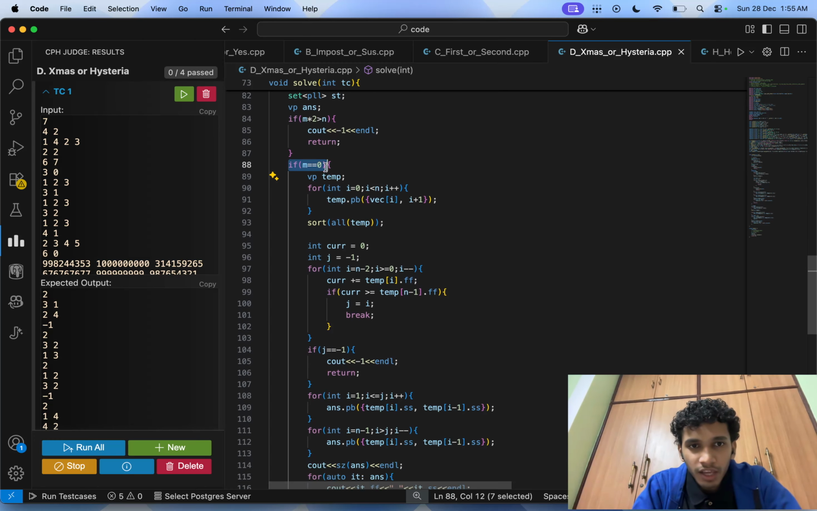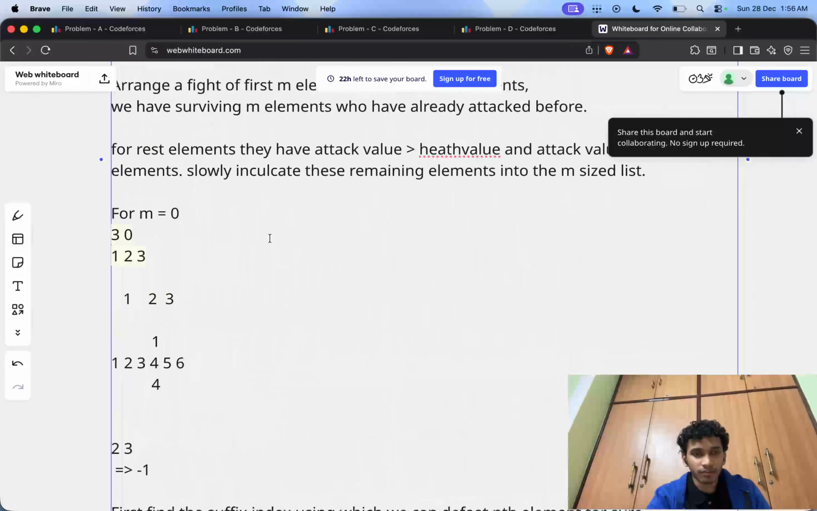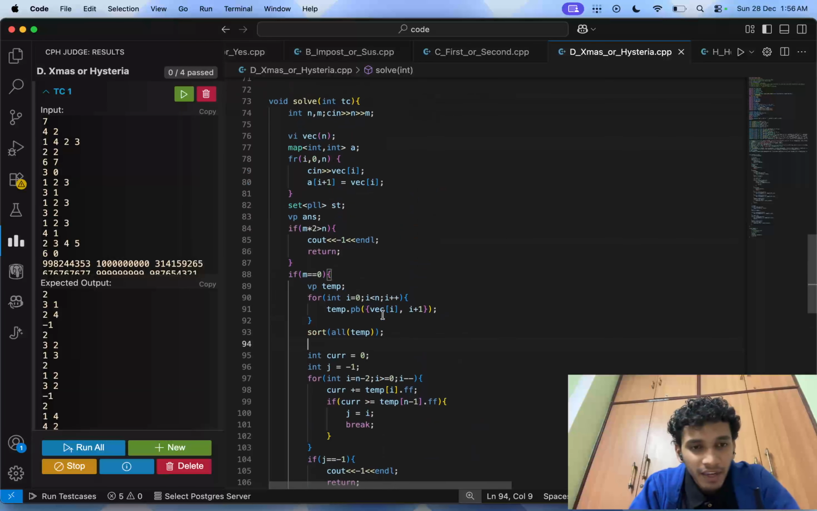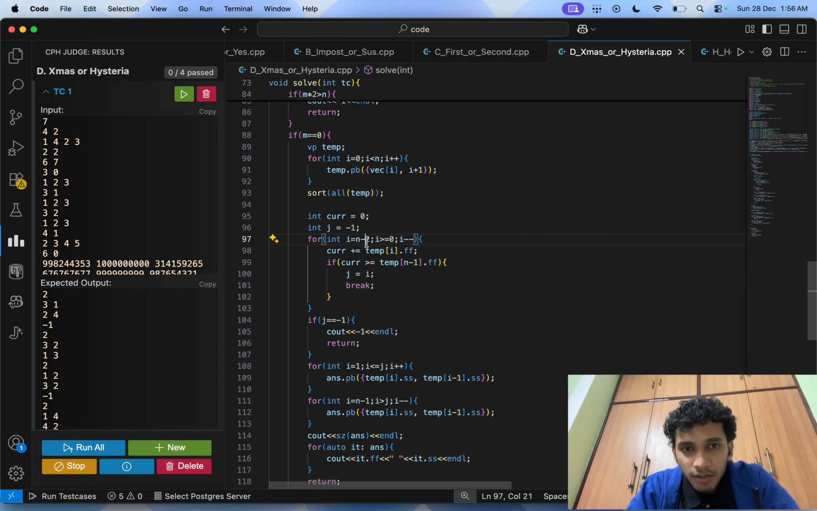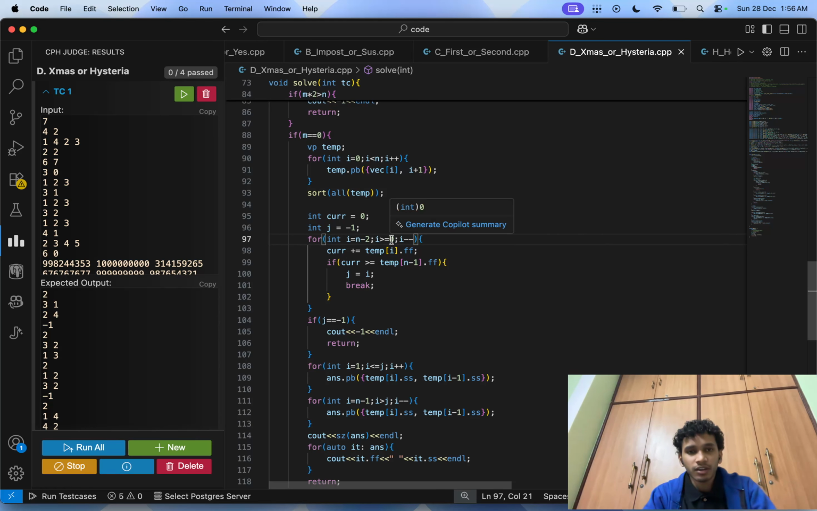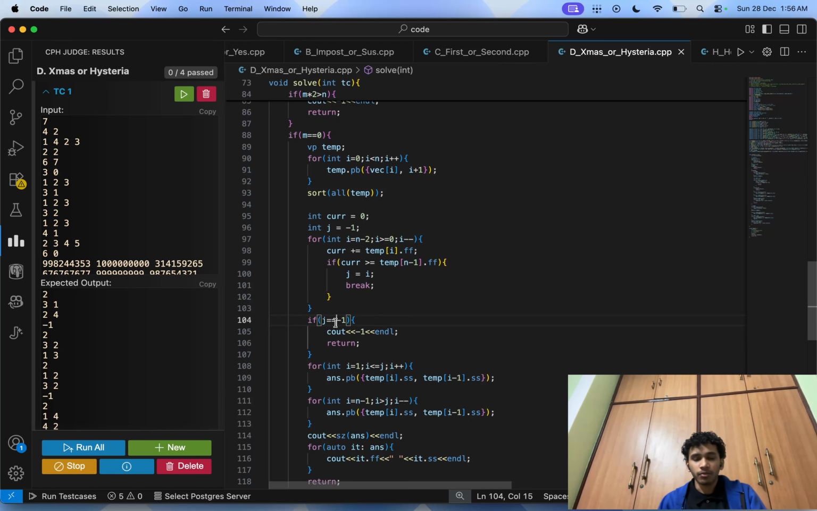Now the first condition, where m is equal to 0. Create an array using the element and its index, then sort it. Why? Because we are fighting in sorted order every time. Now find the first index which can kill the last element for sure. Start from the n-2th index up until the 0th index and move downwards. Add the current attack value. If using all these current attack values we can kill the last element, this is the index of our consideration.